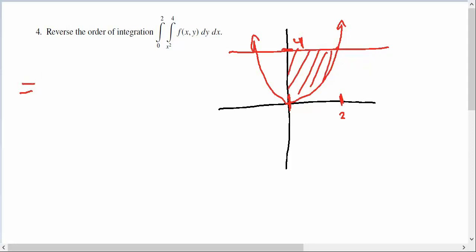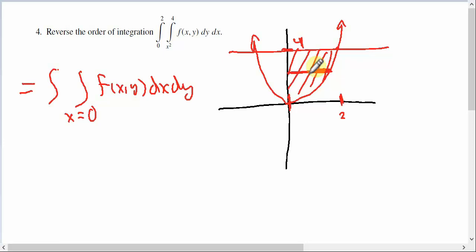And so to set it up in the other direction, I'm going to be doing the x first. And so x, we can see, is going to start at 0. It'll go out till it hits this curve. That's the curve y equal x squared, but I have to solve for x, so it's x equal plus or minus the square root of y, but we can see we're on the positive. This is generating the positive x's. So this is going to be x equal square root of y. And then the y, we're going to stack the strips in from 0 to 4.